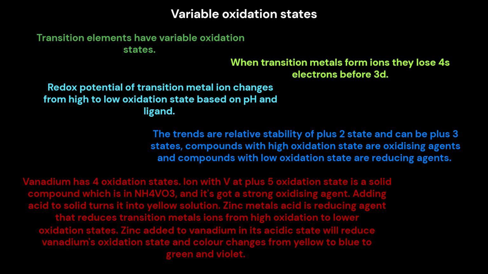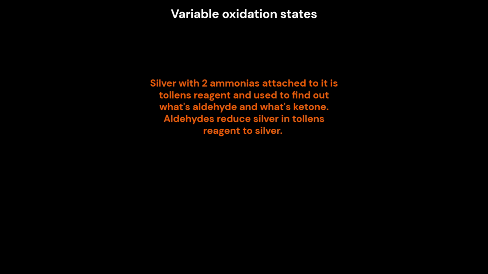to green and violet. Silver with 2 ammonias attached to it is Tollens reagent, used to find out what's aldehyde and what's ketone. Aldehydes reduce silver in Tollens reagent to silver.